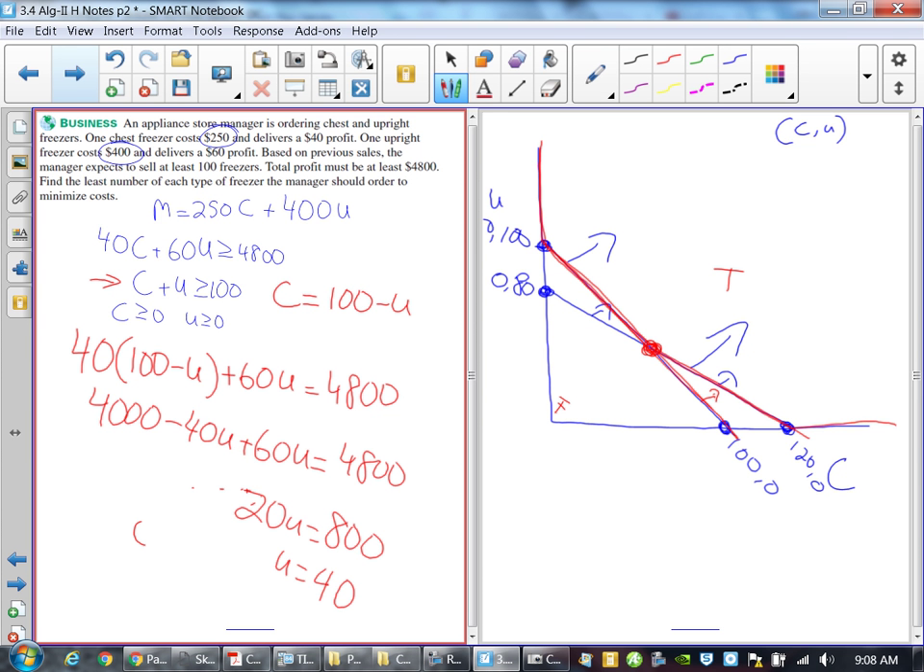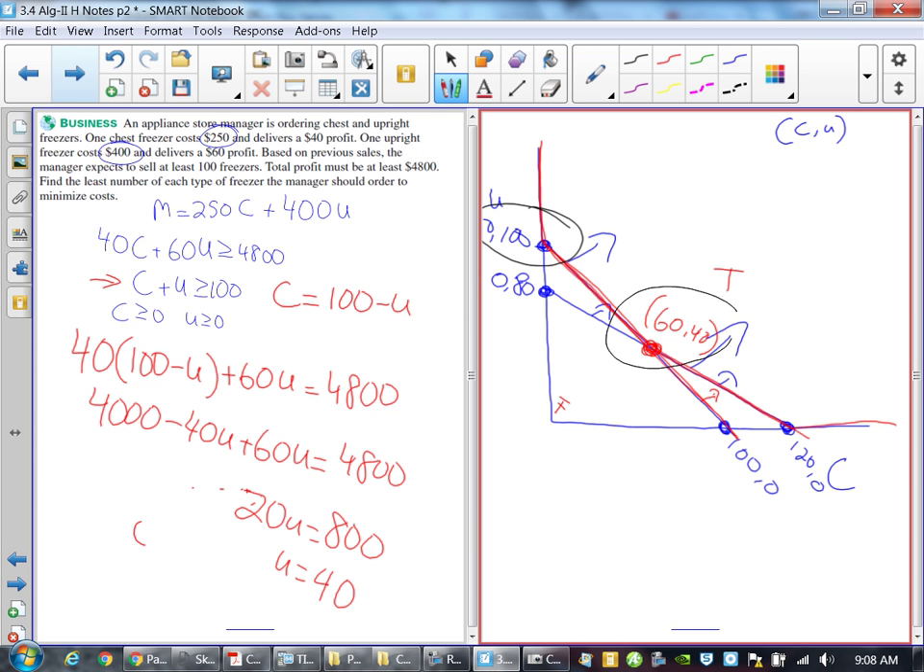So if U is 40, what's C? 60. So this ordered pair is at 60 and 40. So you have 3 ordered pairs to check to see which one will minimize your costs. We are at 0, 100, 60, 40, and 120, 0. And whichever one of those minimizes your costs for the ordering of your freezer sale that you are having at your store.